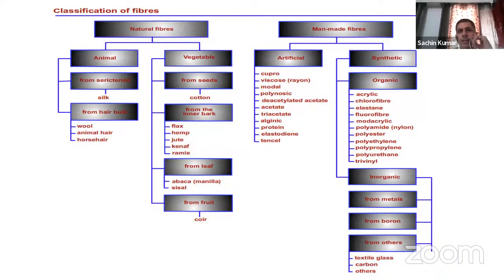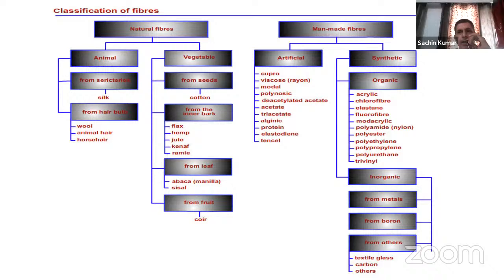Synthetic fibers are purely made from chemicals. For example, we have polyester. Polyester is made up of two different monomers. So we mix two chemicals together and then make a fiber. That is called a synthetic fiber. Synthetic fibers are again of various types. One is organic, then inorganic, metallic, and some inorganic fibers like glass fiber and carbon fiber. These fall under the high performance category.